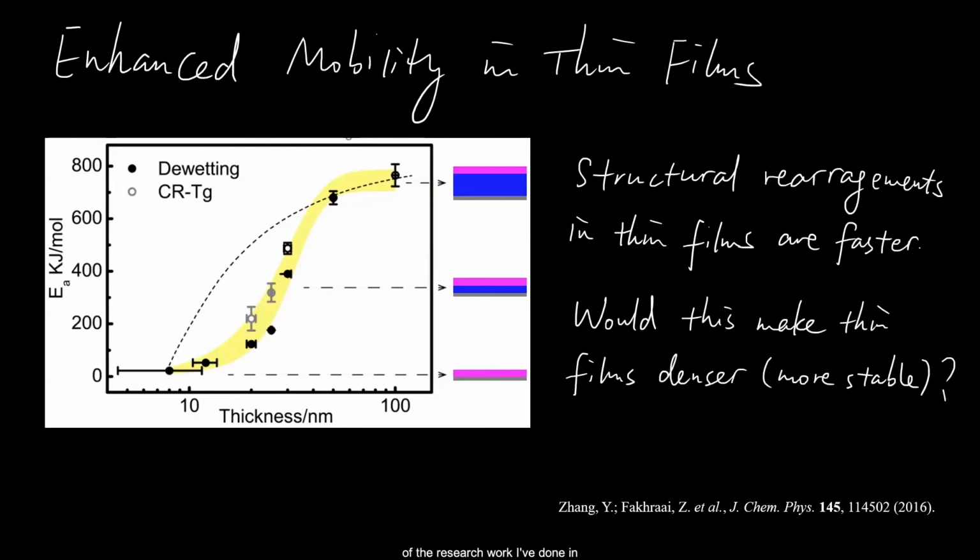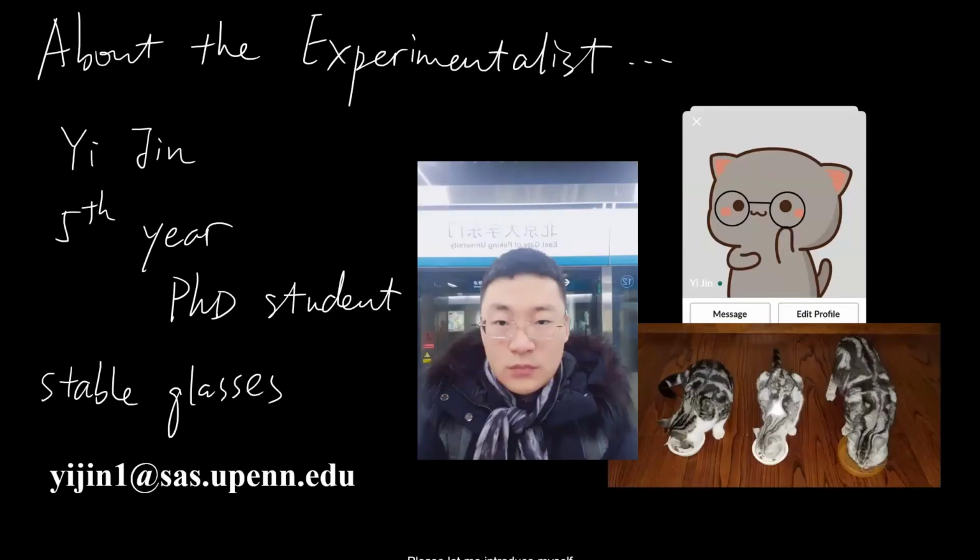Let's look at some of the research work I've done in the past 3 years. Please let me introduce myself a little. This is Yi Jin, a 5th-year PhD candidate in the Fakhraai group. My work is centered around stable glasses. If you have even the slightest interest in knowing more about my work, please don't hesitate to reach me through email. By the way, I'm most certainly a cat person. This is my workspace avatar, and these cute little creatures here are my Angelica, Eliza and Peggy back home.